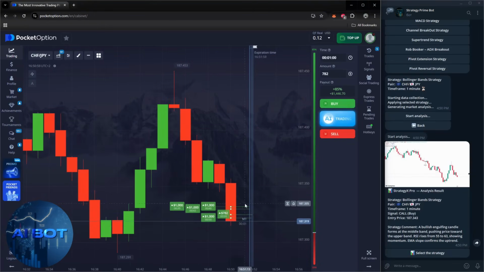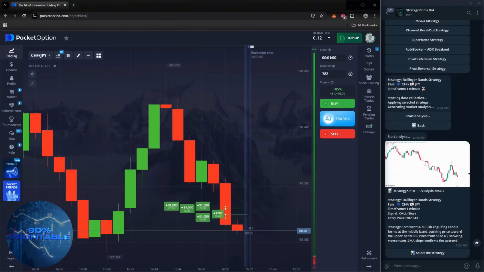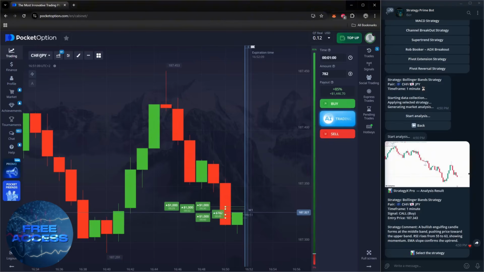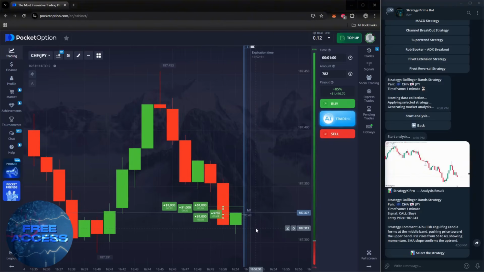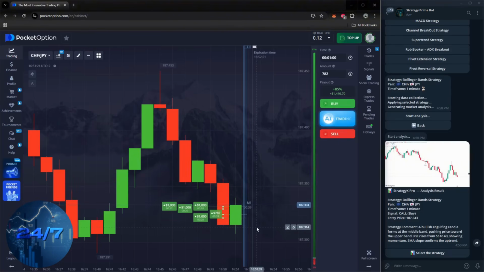We're still obviously entering a buy position as suggested by the robot. A bullish engulfing candle forms at the middle band, pushing price towards the upper band. RSI rises from 52 to 63, showing momentum. EMA slope confirms the uptrend. Nice and easy analysis. We were really unfortunate on our last trade. We got eliminated in the last second, but this time we're definitely gonna get all the profit back, get all the money back with the analysis from our tool.